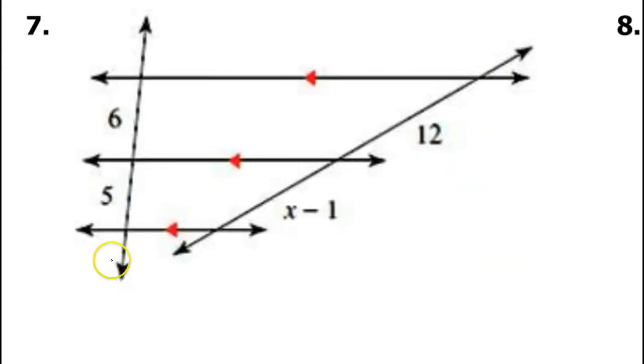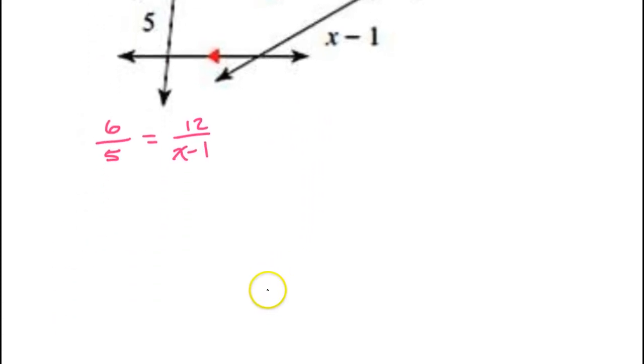All right, I decided to zoom in. So side splitter once again, part over part is equal to part over part. So that's going to be 6 over 5 is equal to 12 over x minus 1. All right, pretty straightforward.